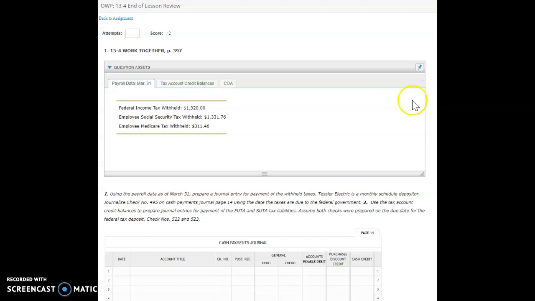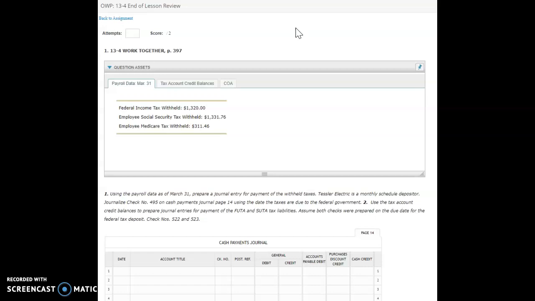Okay, we're going to start on 13.4, work together as part of your end of lesson review. In the work together and the on your own, you're basically just journalizing these entries here. But in the application problem, you're going to have to do some calculating. So after I finish the work together here, I will go into the application and just talk through a little bit. I won't do it for you, but I'm just going to walk you through what you need to do.